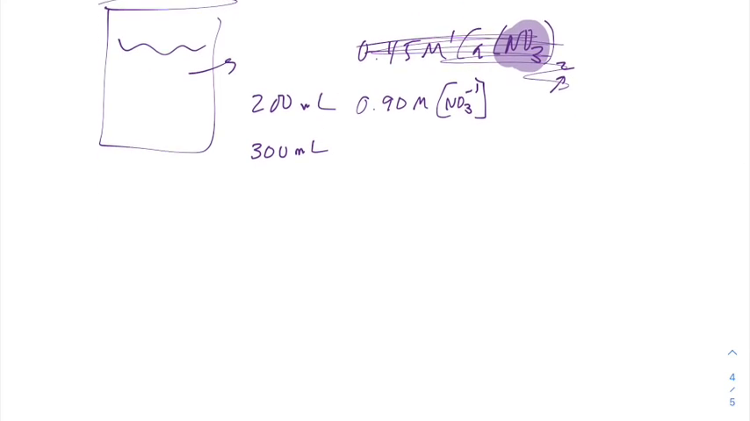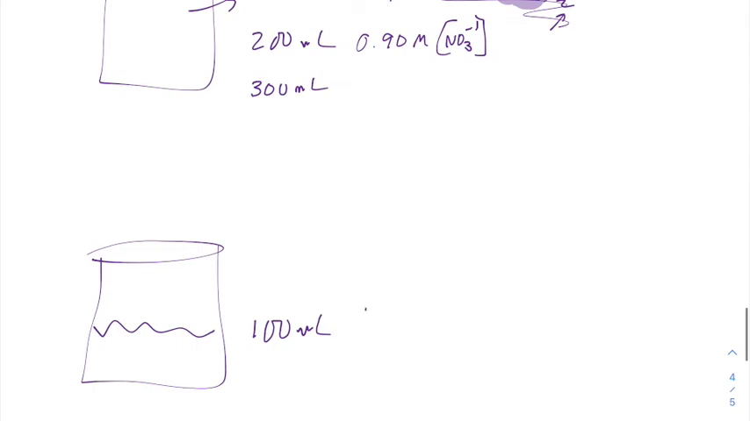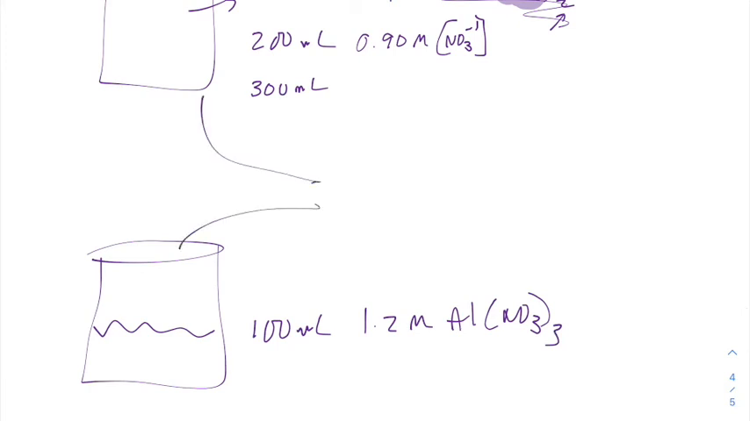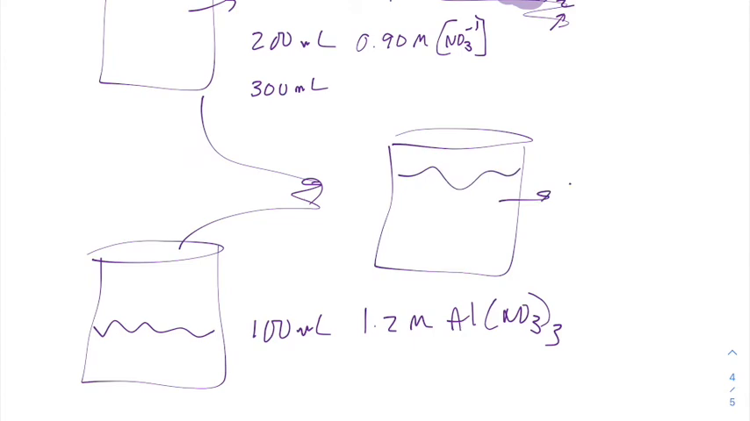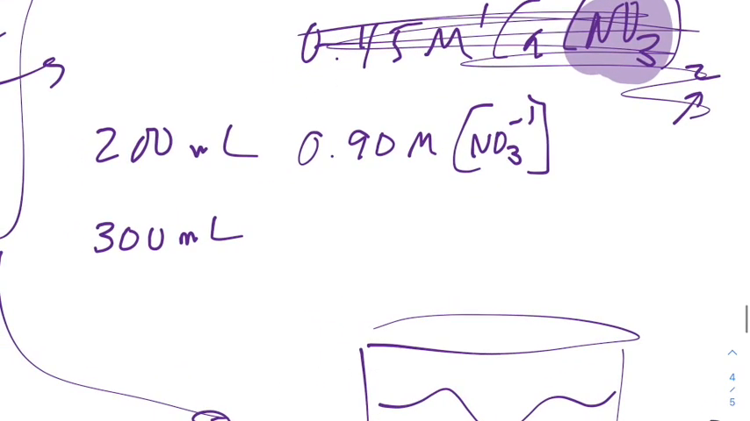So again, what we're going to do here is take a 100 milliliter solution of the 1.2 molarity aluminum nitrate, and combine the two of these together so that it's this brand new beaker of 300 milliliters. That's what we're ultimately going to do. But back to this one, we're going to take 200 milliliters of 0.9 and increase it to 300 milliliters.